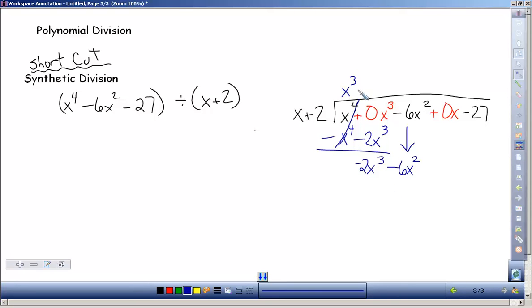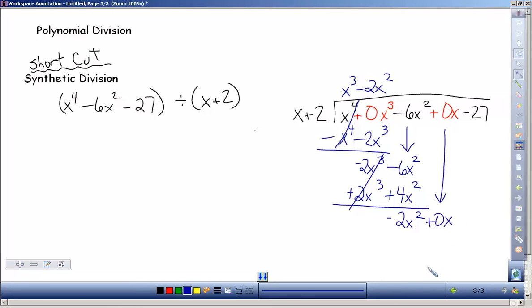Negative 2x cubed divided by x is negative 2x squared. I'm going to distribute: negative 2x cubed and negative 4x squared. I'm going to subtract, so minus a negative is positive, minus a negative is positive. Those cancel. This gives me negative 2x squared, and carry down my placeholder. Repeat. This is going to give me negative 2x this time. I get negative 2x squared and negative 4x, minus a negative, minus a negative. Cancel. I get 4x and carry down for one last spin around the block.